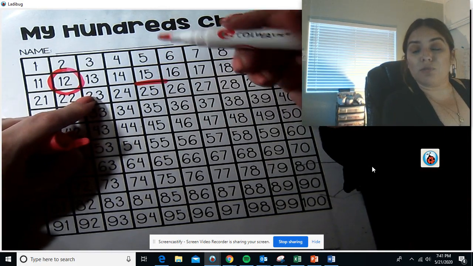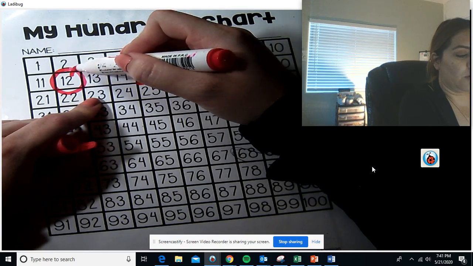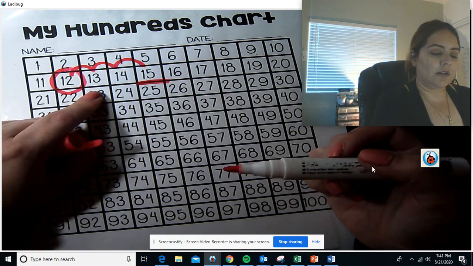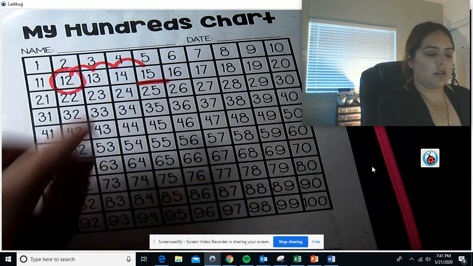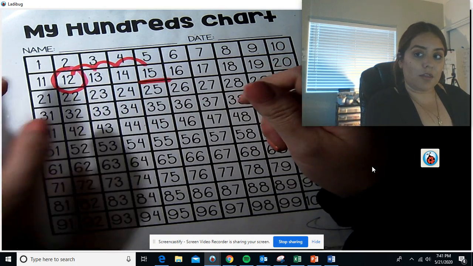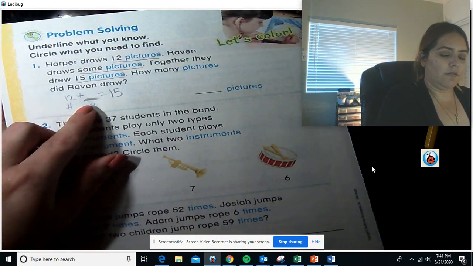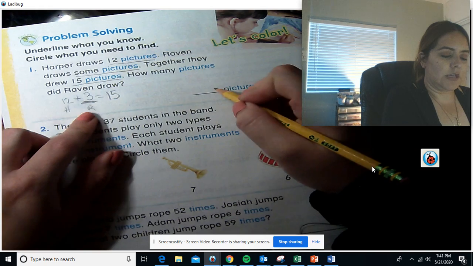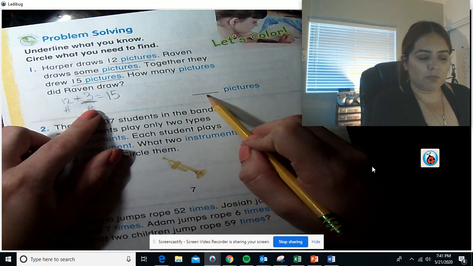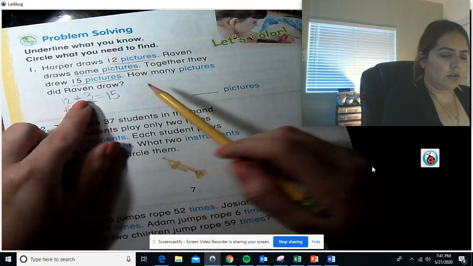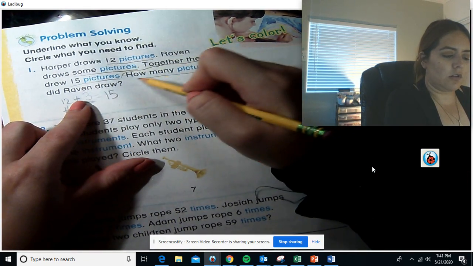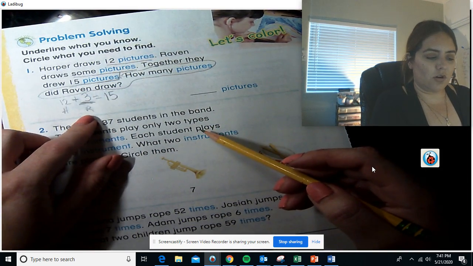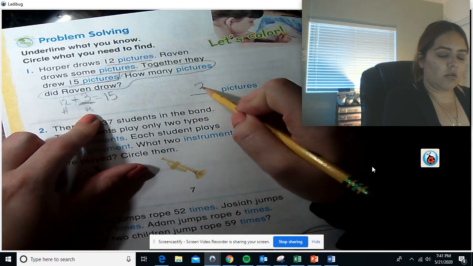So let's figure out how many jumps we're going to need to get to 15. 1, 2, 3. That means that Raven needed to make 3 in order for them to have 15, because 12 plus 3 equals 15. Now in our answer, we're not going to put 15 because that's not what we were looking for. We were looking for how many pictures Raven drew. She drew 3 pictures.